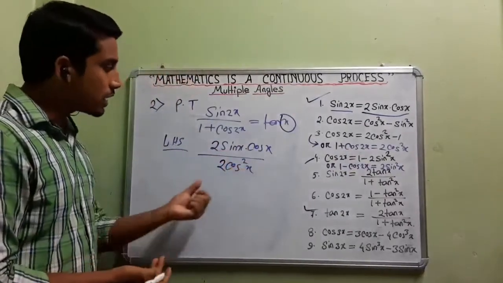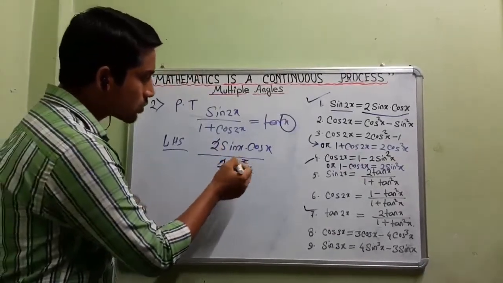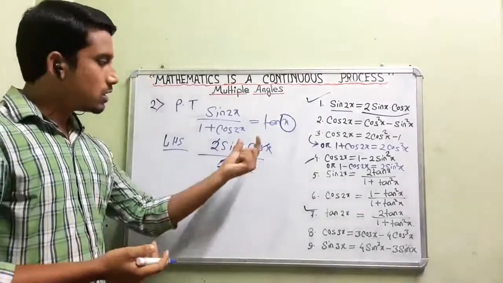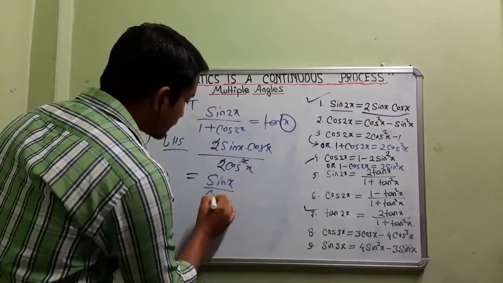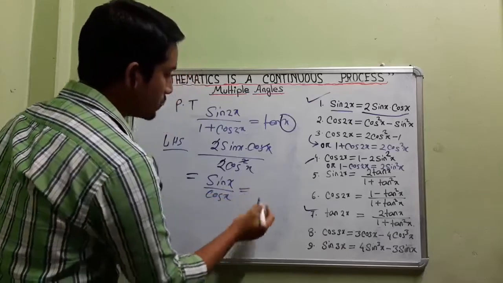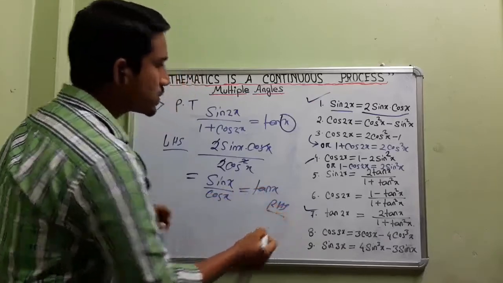Now there is a cancellation. We can see the 2 cancelled, and this cos square x, this square gets cancelled by the one cos x. Now what is remaining here? It is remaining sin x by cos x. Now already we know sin x by cos x is obviously tan x, which is your right hand side. So in this way we got our proof.